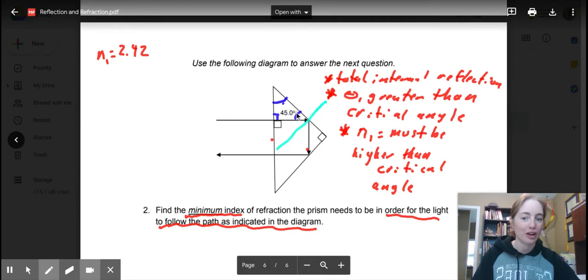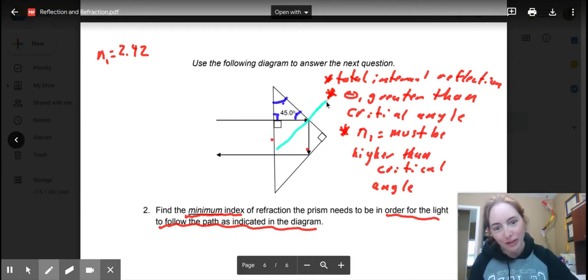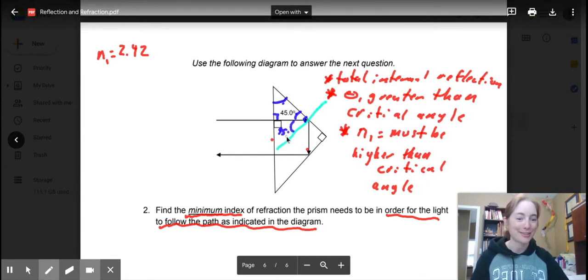So this is 45, this is 45. Well, ladies and gentlemen, guess what? We have a perpendicular to the surface line. That means this is a right angle. Well, 45 is half of 90. So that means that to the normal, which is the theta that we want, is 45 degrees.